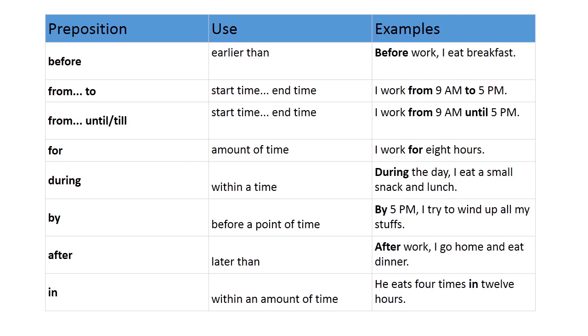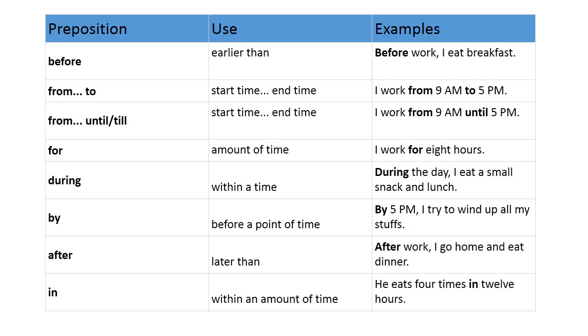I work from 9 a.m. until 5 p.m. For is used to show amount of time. I work for 8 hours. During is used to show within a time. During the day, I eat a small snack and lunch.